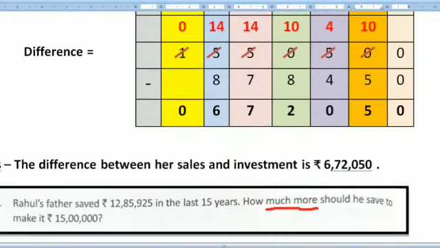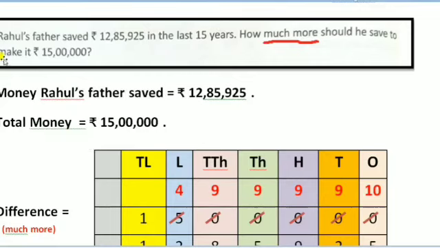Now let us see number 5. Rahul's father saved rupees 12 lakh 85,925 in the last 15 years. Means for the last 15 years, Rahul's father was saving money and he has 12 lakh 85,925 rupees. How much more should he save to make it 15 lakh?